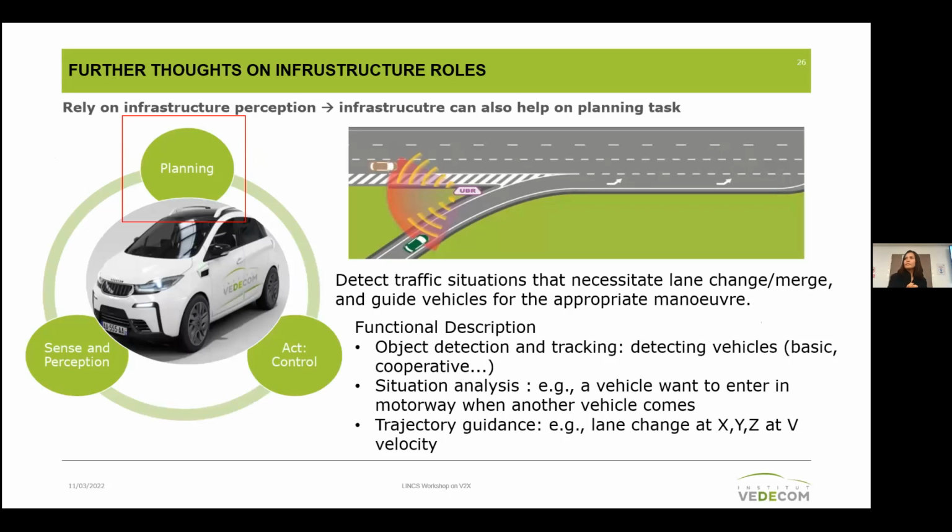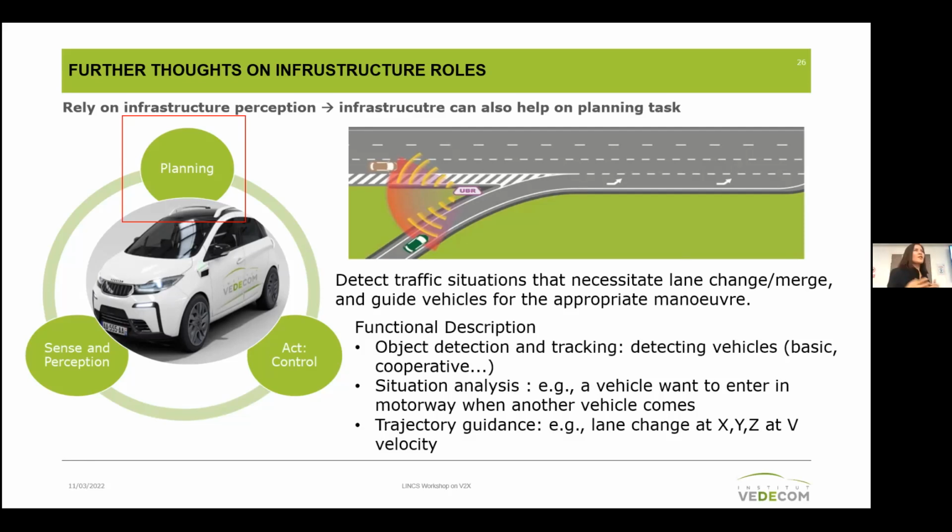Okay, so now we see that infrastructure is quite interesting for perception. Why don't we think further? We talked about perception, so why not have infrastructure help on the planning part of the vehicle, right? Because infrastructure has higher computing capability. If it has better perception capability, why not also help in planning? So that's the second direction we can think about.